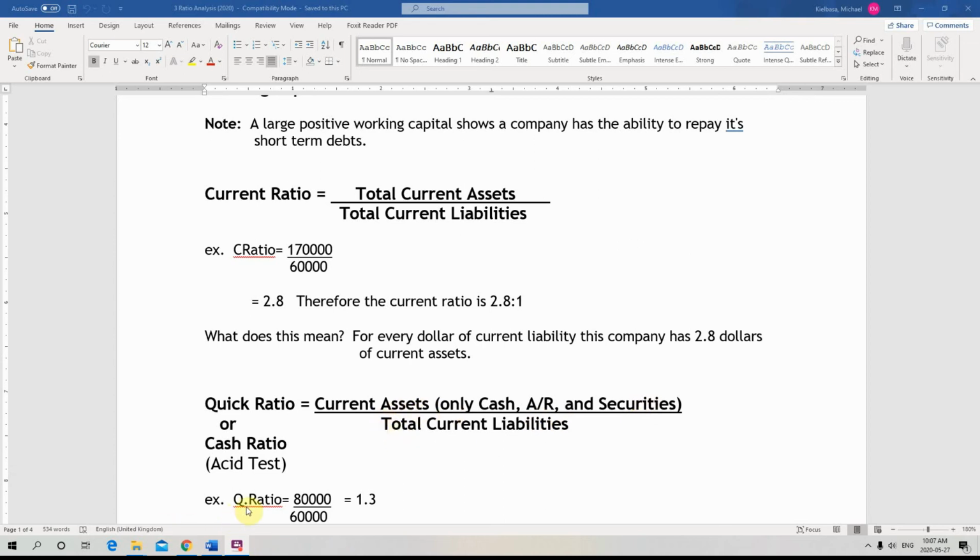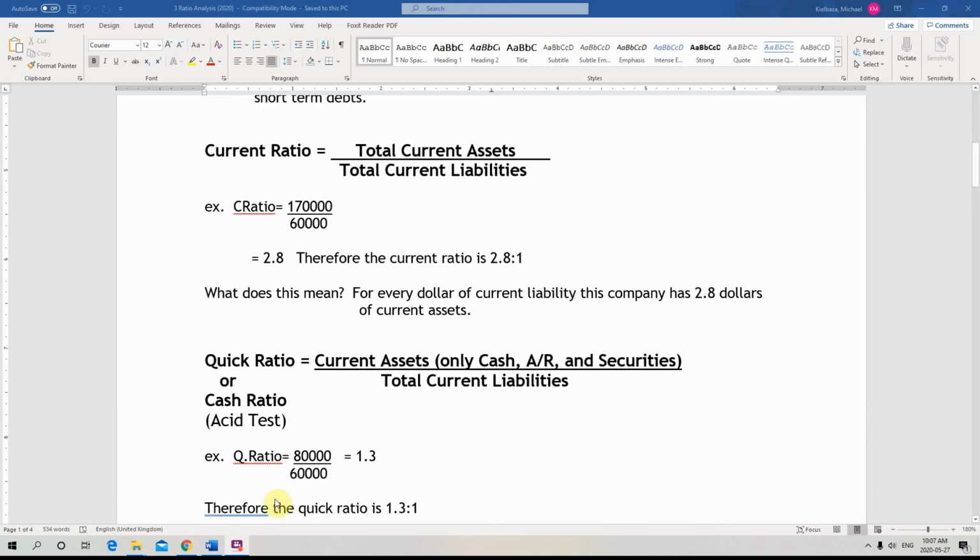Now, a quick ratio, okay, in our example here, we have $80,000 of very liquid assets divided by $60,000 of current liabilities. So we get an answer of 1.3. So for every $1 of current liabilities, we have approximately $1.30 of very liquid assets.